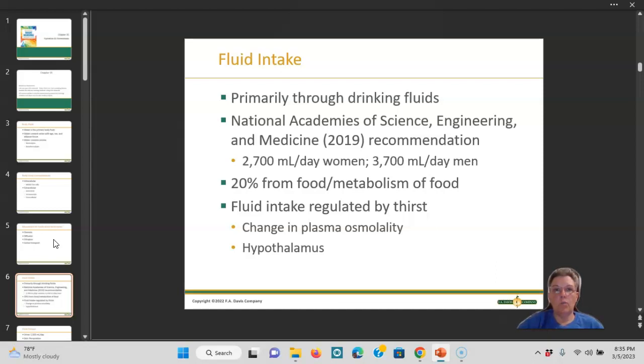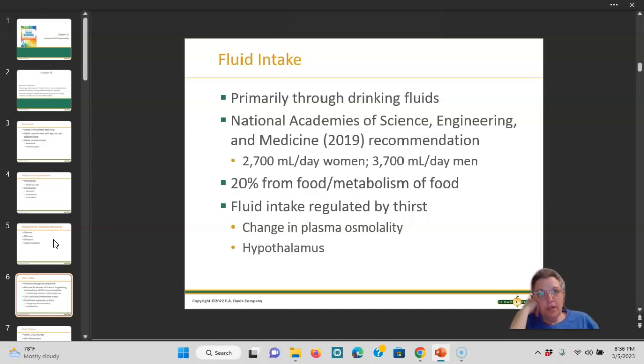So question, women need 2,700 mils. So if you did the math, 2,700 divided by 30 mils per ounce, that's going to be 90 ounces of water a day. That's a lot of water. That's more than 6 to 8 ounce glasses a day, right? And men are 3,700, so if you do the math.